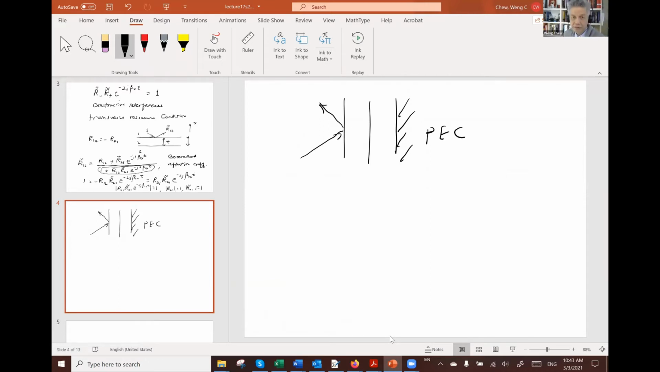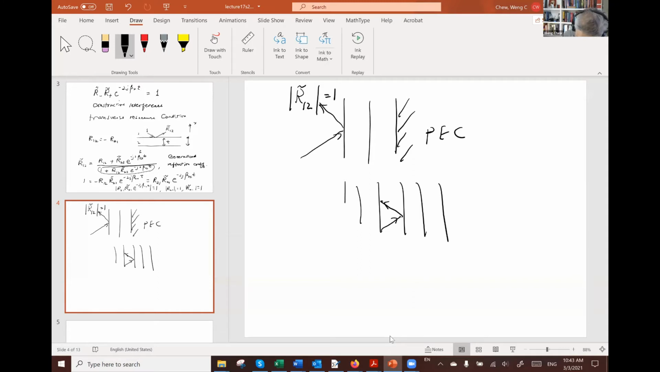There's no place for the energy to go anywhere. So you argue by energy conservation that R12 tilde for this picture must have a magnitude of 1 because of energy conservation. And hence, because of this, when you have a layered medium, either the wave bounces around by total internal reflection, or it can bounce around because of the PEC at the far end.